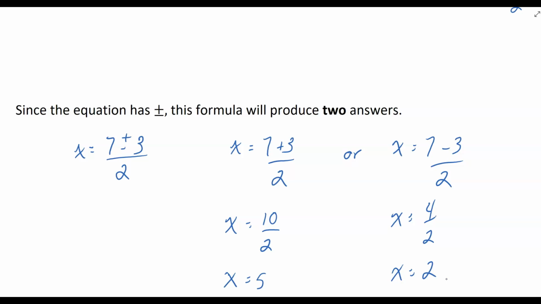That means if I sub in a 5 to that original equation, it will be true. And if I sub in a 2 to the original equation, it will be true too.